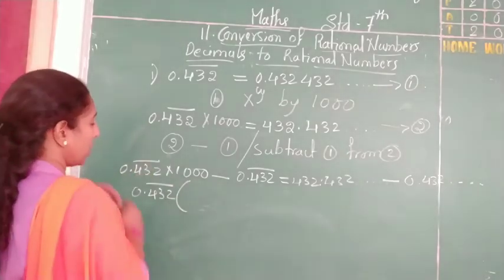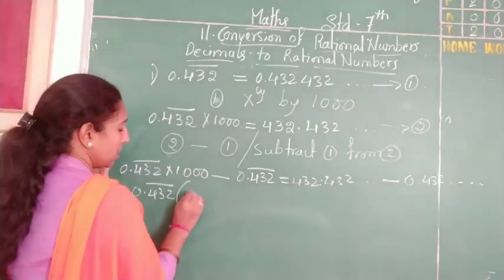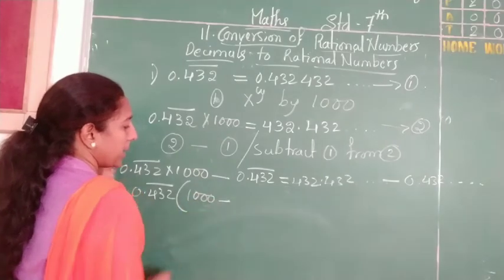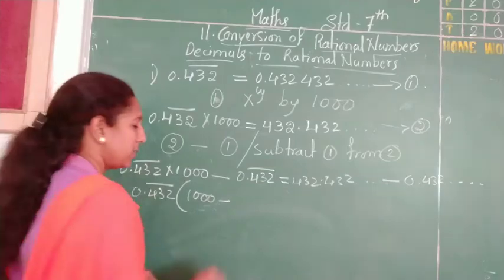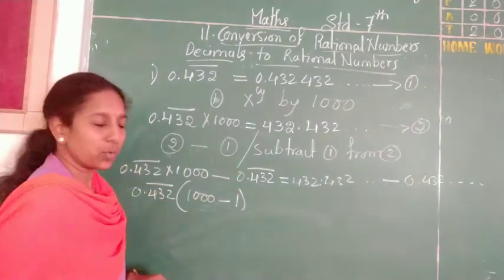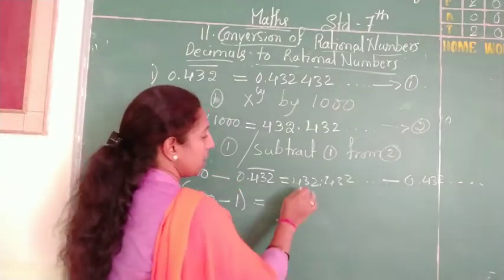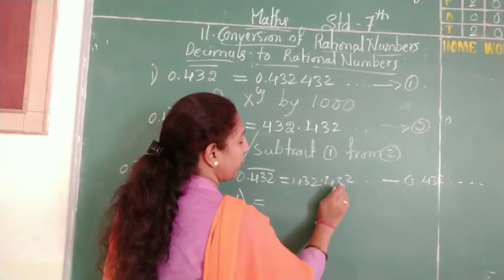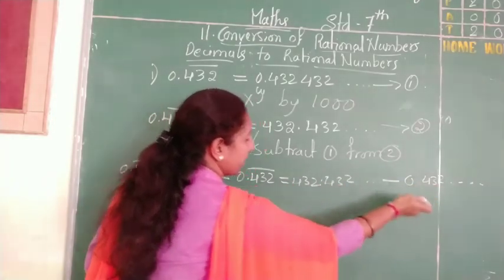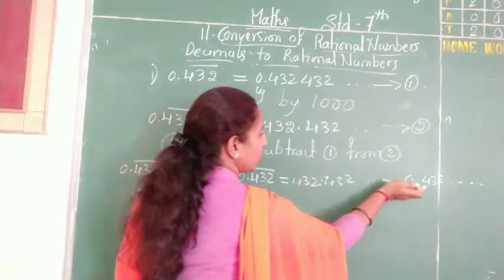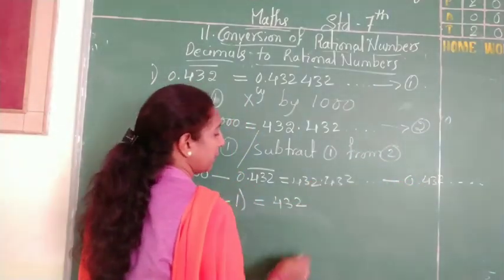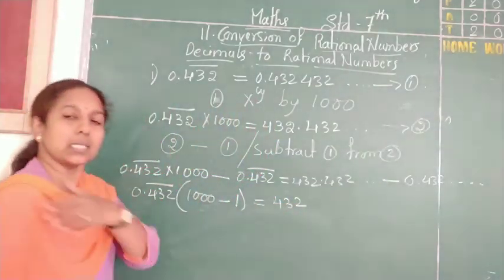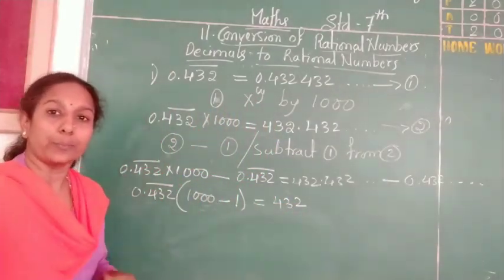If I take the common term out of 1000 minus, what is left here? The 1 is left. Okay, 1 is there. Now here 432.432 like this minus 0.432. So 432 minus 0 means 432 will be left. Remaining all will be minus. After subtracting it will be 0.